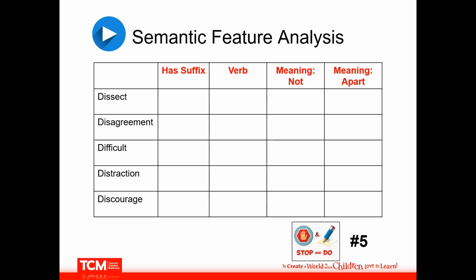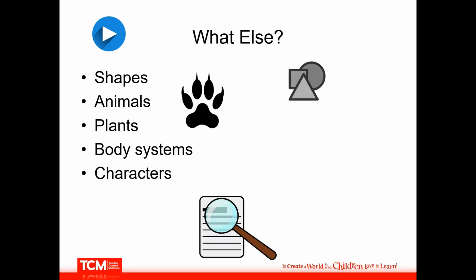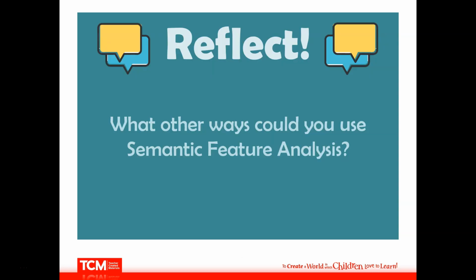Okay, great. So now that you've completed that, what I want you to be thinking of as a personal reflection is what else can you use a semantic feature analysis for? I've given you 5 other examples right here: shapes, animals, plants, body systems, and even characters. In a lot of my live trainings, I get a lot of responses as far as different ELA standards that can be used with a semantic feature analysis. Characters and character analysis is always one of them, which is why I put them here for you. So I want you to think of, and you can pause the recording if you'd like, what other ways could you use semantic feature analysis across other content areas?